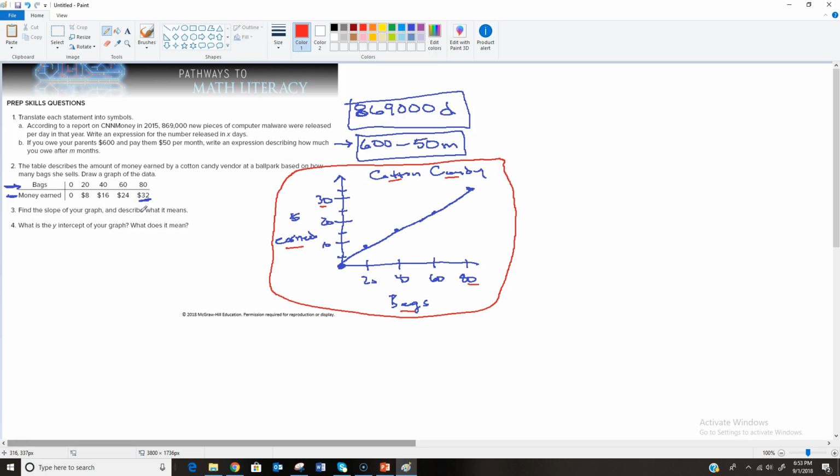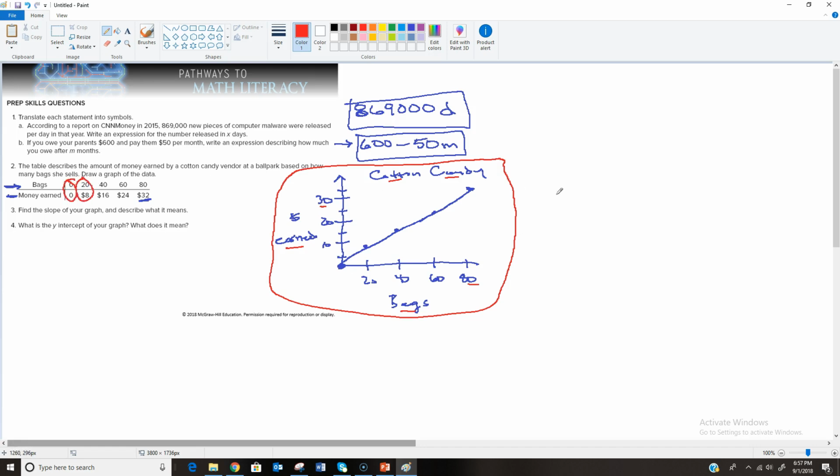Find the slope of your graph and decide what that means, and then find the y-intercept of your graph and decide what that means. So if we look at our graph, the slope is going to be how much it goes up per how many bags that you've sold. So for instance, it went up $8 for 20 bags.